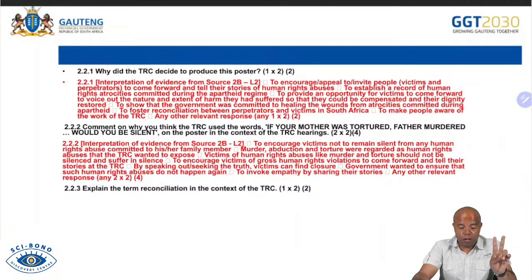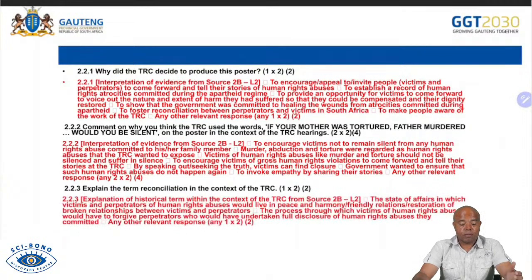Now, take note, we need to have two answers. Murder, abduction, and torture were regarded as human rights abuses that the TRC wanted to expose. Victims of human rights abuses like murder and torture should not be silenced and suffer in silence. To encourage victims of gross human rights violations to come forward and tell their stories at the TRC. By speaking out, seeking the truth, victims can find closure. Government wanted to ensure that such human rights abuses do not happen again, to invoke empathy by sharing their stories.